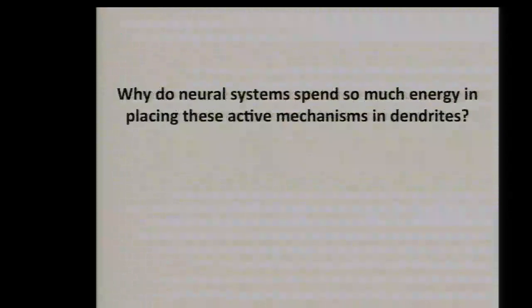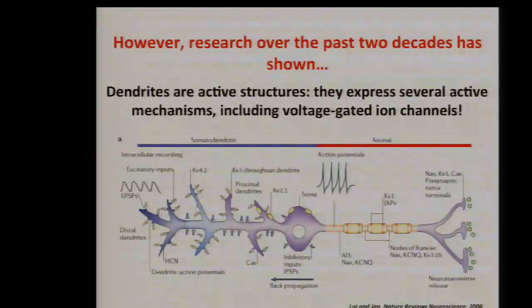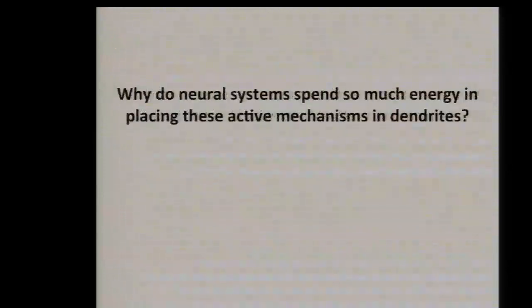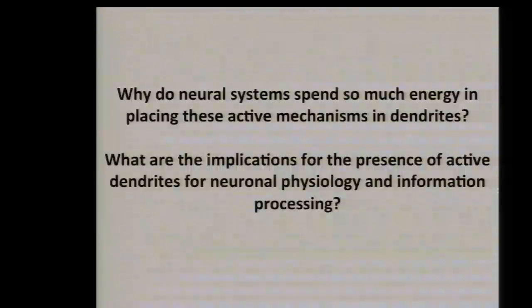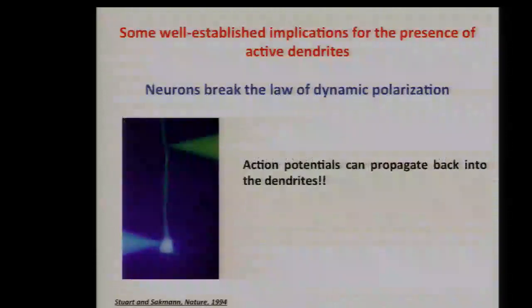But the question is, if something is stupid, then evolution would have thrown it away a long time ago. So the question to ask is, why do neural systems spend so much energy in placing these active mechanisms in dendrites? Right? You have these several different ion channels that are present over here. It takes a lot of energy for the neuronal structure to transport these ion channels into these dendrites and place them over there. So why does it spend so much energy for putting them over there? And what are the basic implications for the presence of these active dendrites for neuronal physiology and information processing? That has been the question that has been central to the active dendritic literature, and this part of my laboratory's work also focuses on this.